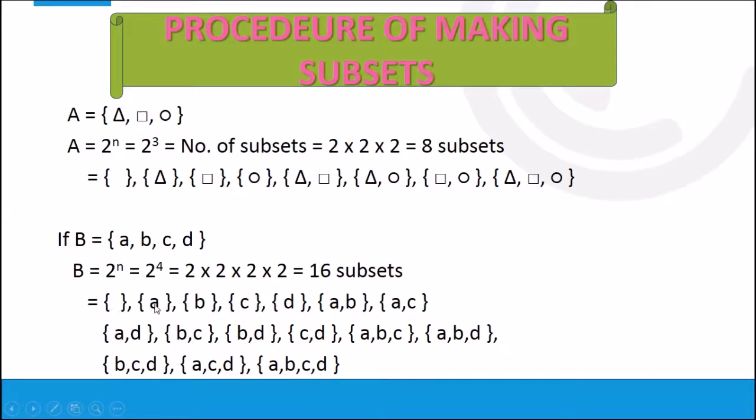And what you have to do: the first set should be empty. Then take A, then take B, then take C, then take D. After that A and B, A and C, A and D, then B and C, then C and D. Then make 3-element sets: A, B, C; A, B, D; then B, C, D; A, C, D; and the last, the improper subset, A, B, C, D.